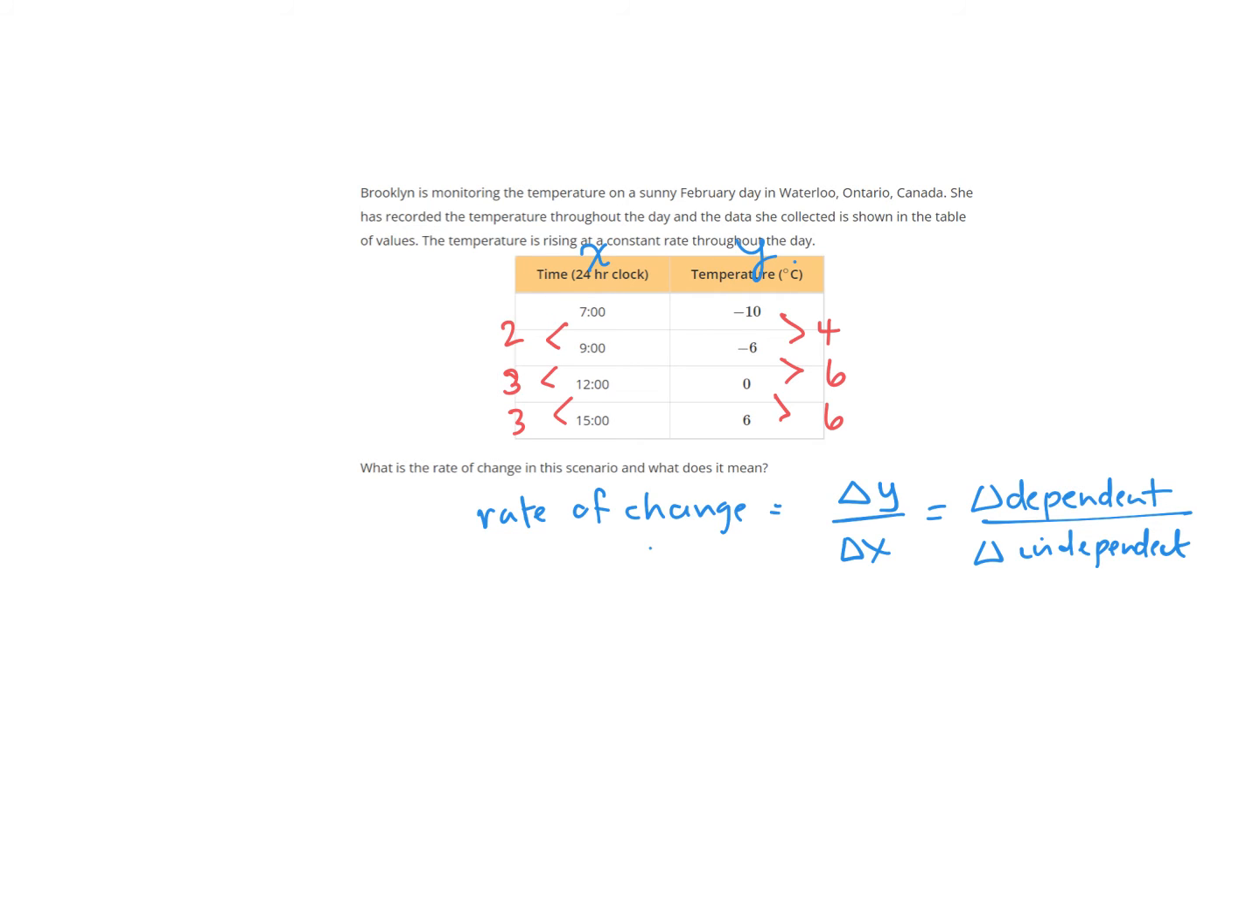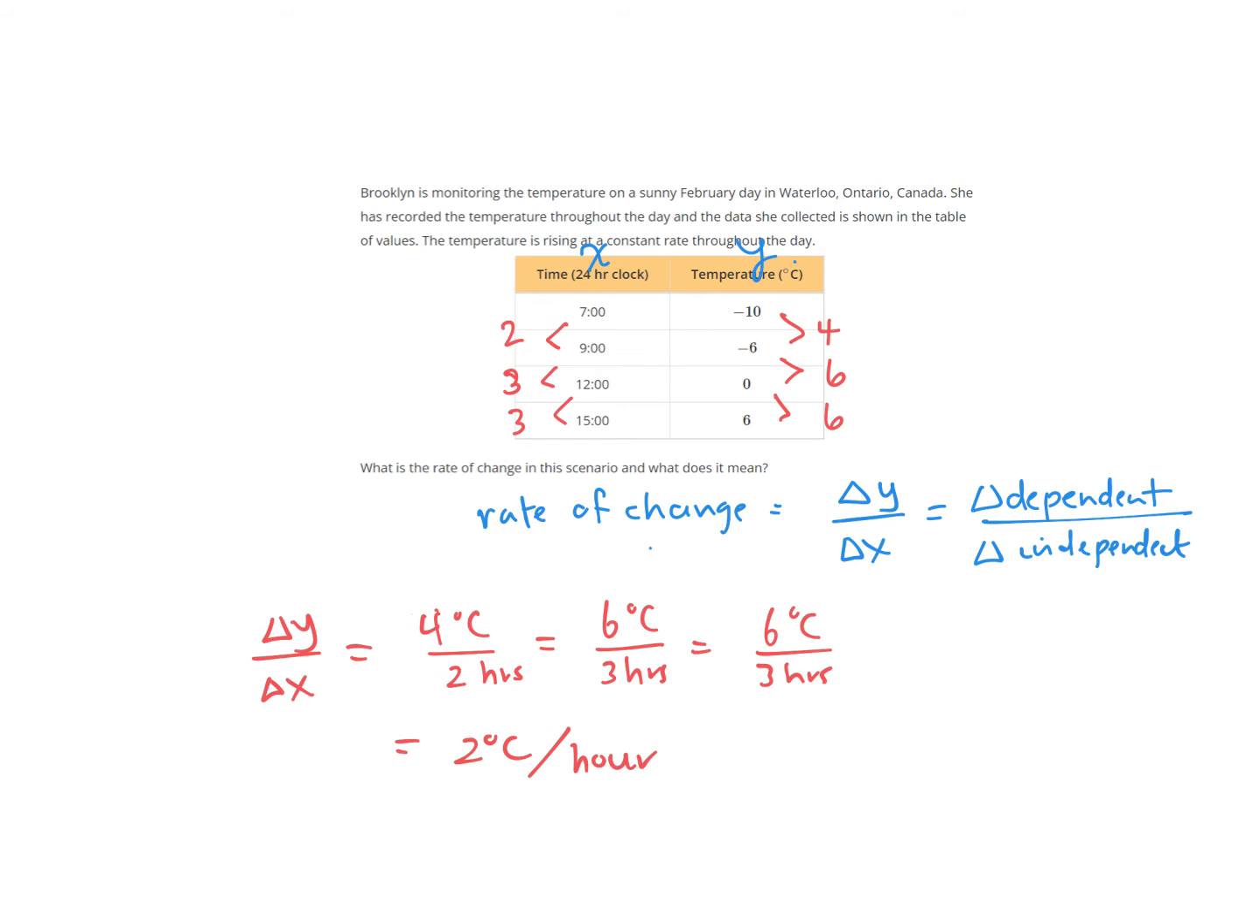So the rate of change was different each time. So 4 degrees Celsius over 2 hours in the first one, 6 degrees Celsius over 3 hours, and then 6 degrees Celsius over 3 hours. But in each case, if we reduce, each one works out to be 2 degrees Celsius per hour. So that's my rate. Every hour it's increasing by 2 degrees Celsius. So just make sure that you're comparing the y to the x each time.